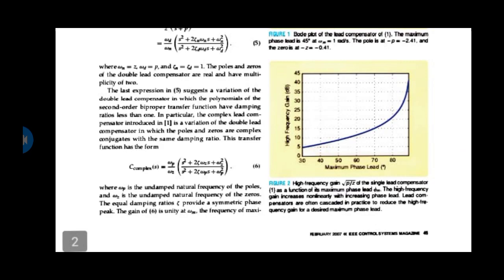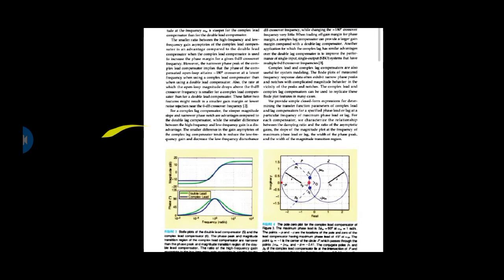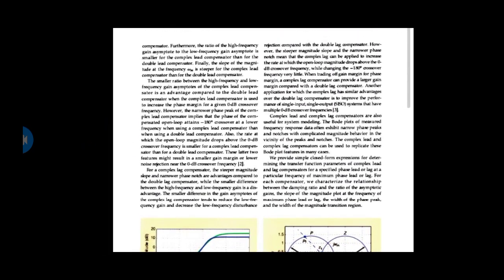The lead compensator is often said to have a hazard in practice, to reduce high frequency gain for a desired maximum phase lead. Furthermore, the ratio of high frequency gain to low frequency gain is smaller for the complex lead compensator than for the double lead compensator. Finally, the slope of the magnitude at frequency omega m is steeper for the complex lead compensator than for the double lead compensator.